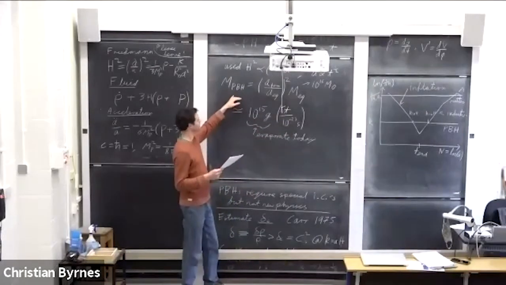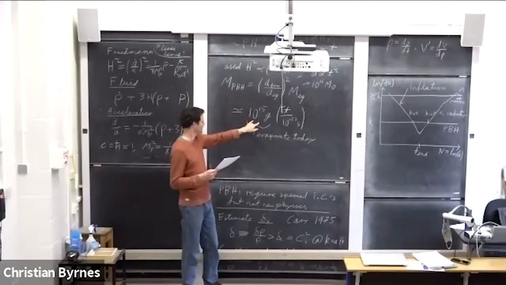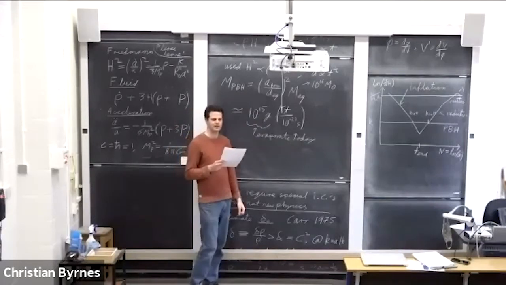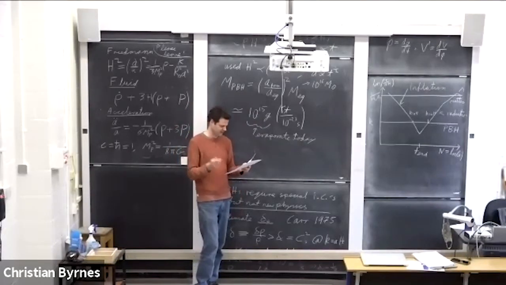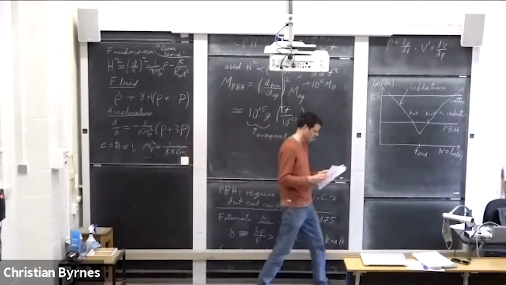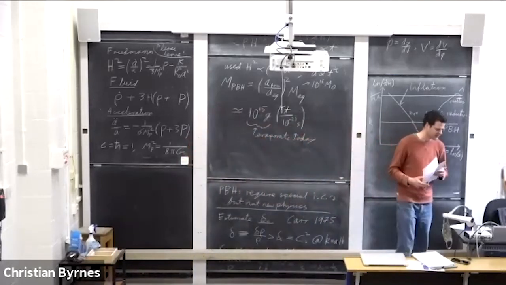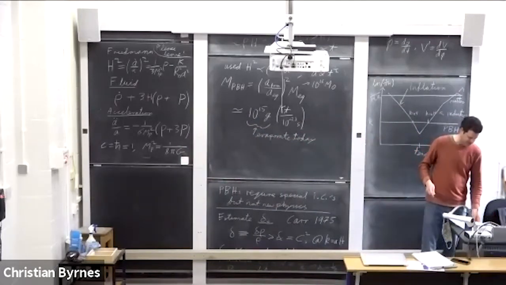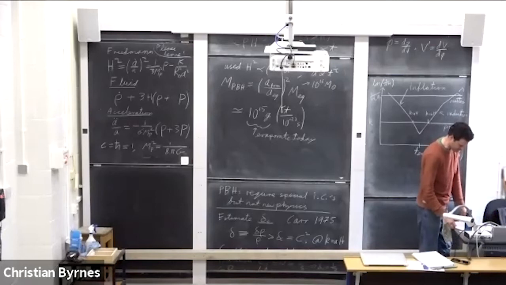And for everything I've done, if you're thinking about masses lighter than this, then of course what I've done so far is true for the horizon mass, which is true for the initial primordial black hole mass. It's not true for the black hole mass today because it's evaporated. And I think this is a good time to give us a break. Are there any questions though before we take a break?